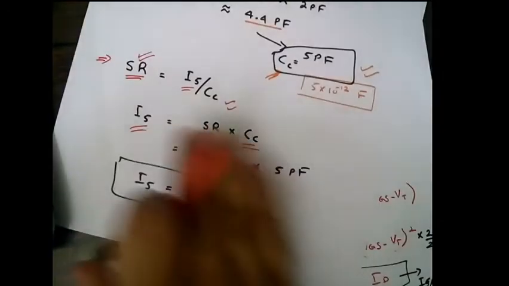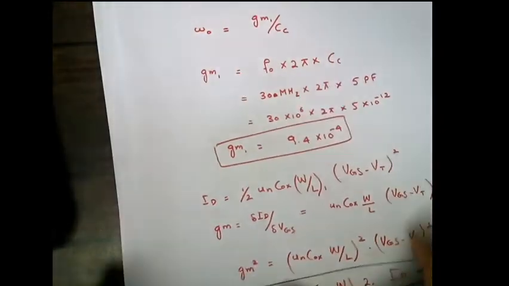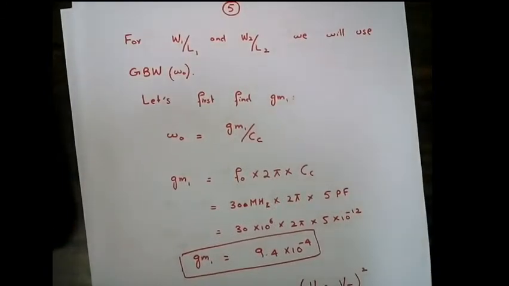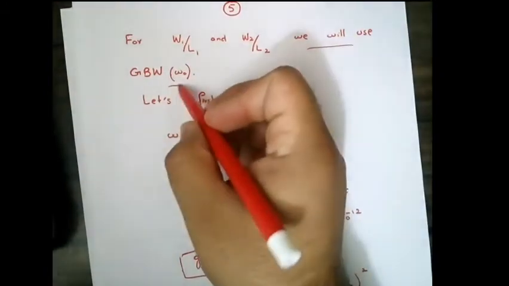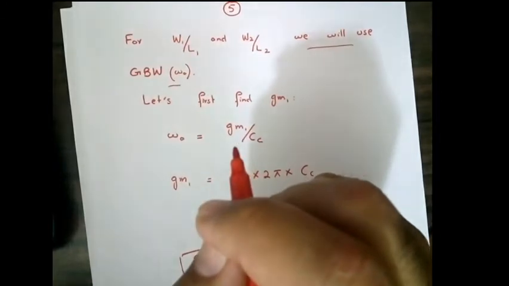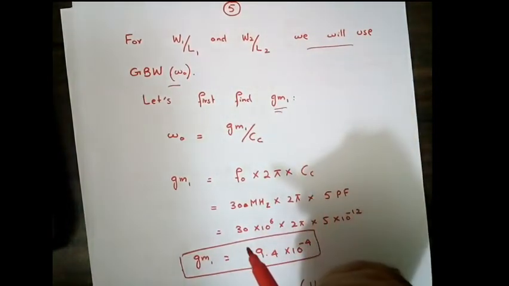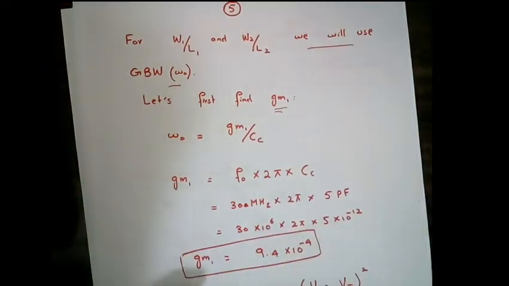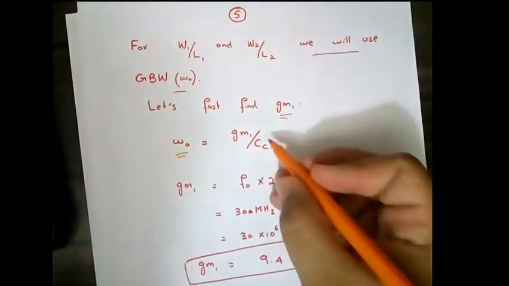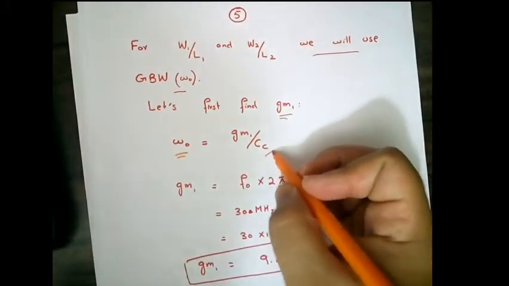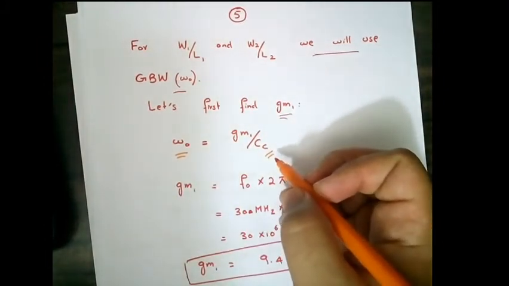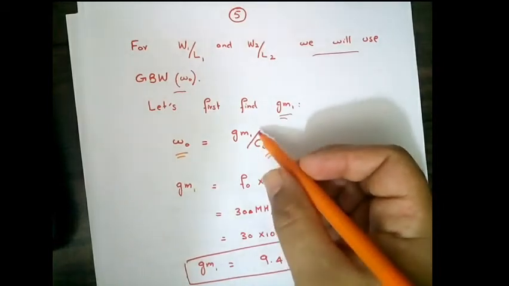We need to find W1 over L1 and W2 over L2, and we will use the gain bandwidth, which is omega naught. We know the expression of omega naught, so we can find gm1 from that expression. gm1 or gm2, same thing. So omega naught is equal to gm1 by Cc. Again, the Cc which we already found, we will use this value of Cc to find gm1.